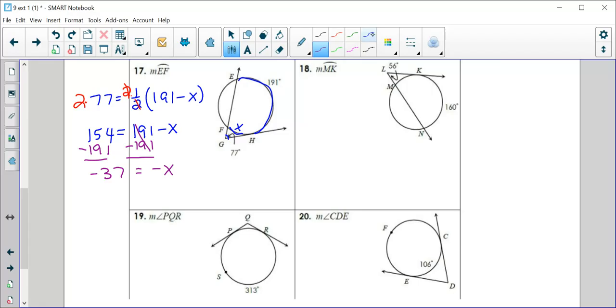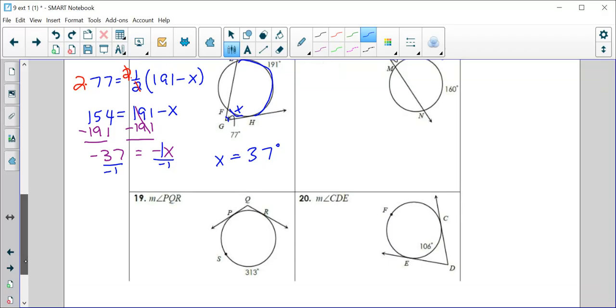However, that still has a negative in front of the X. That's like a negative 1. So we've got to divide by negative 1. So then your angle is 37 degrees, or your arc. If you want to double check your answer, you can take 191 minus 37 and then divide by 2. Make sure you get 77.